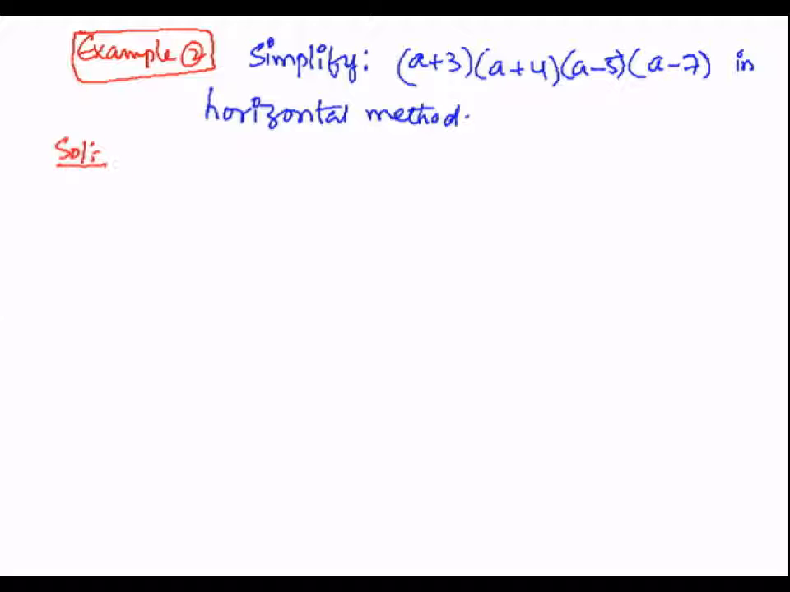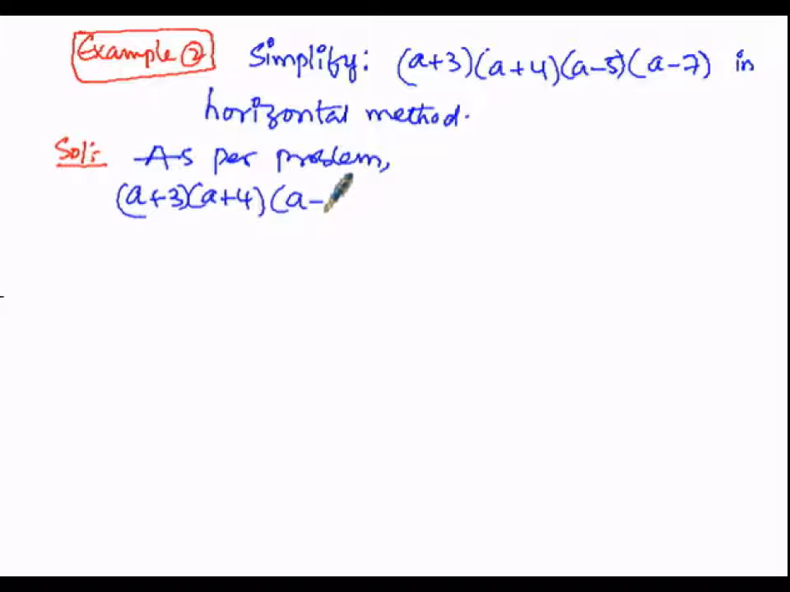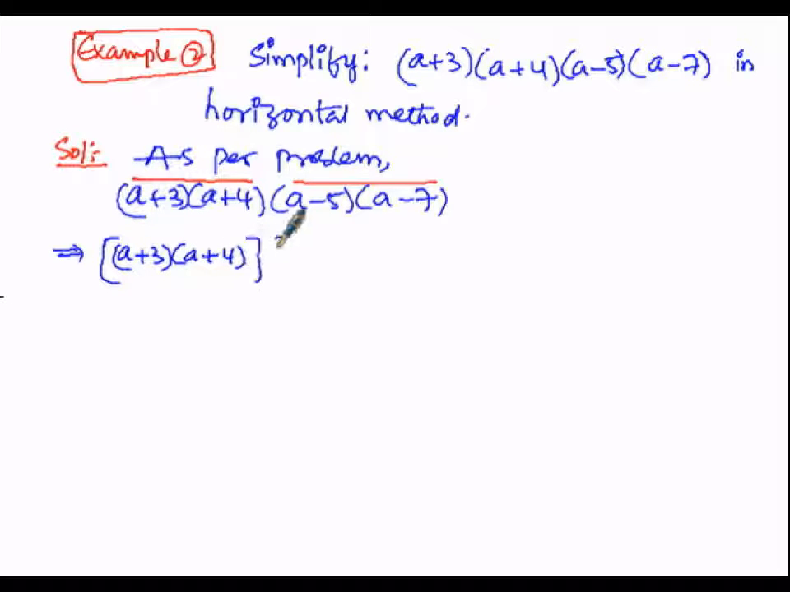So as per the problem, we have to multiply a plus 3 and a plus 4 and a minus 5 and a minus 7. That implies, first of all let us multiply a plus 3 and a plus 4, and later let us multiply a minus 5 and a minus 7 separately within the square brackets. So here a plus 3 must be multiplied with a plus 4, bracket close, and here a minus 5 must be multiplied with a minus 7 separately.